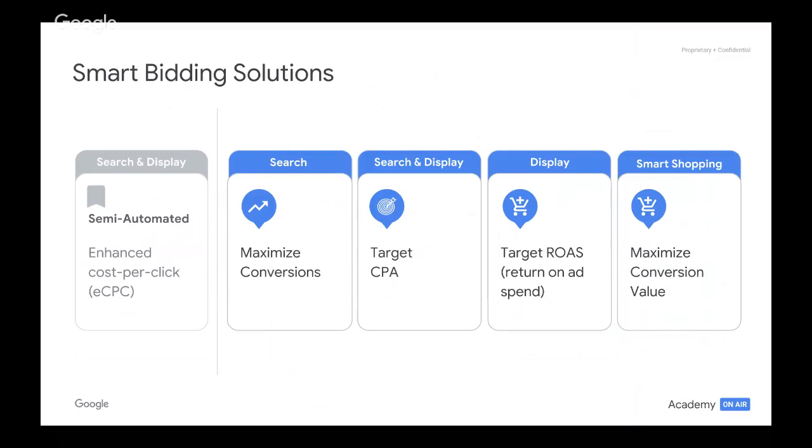And that's going to come down to what goal your business has. So is it a case of we're looking to maximize as many conversions, as many sales, as many leads as possible? Maximize conversions might be the best one for us. Versus if you do have more specific goals around a specific acquisition cost or a specific ROI metric, target CPA or target ROAS may come in as more valuable assets there.